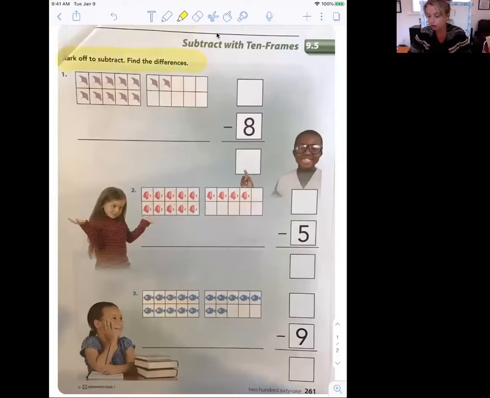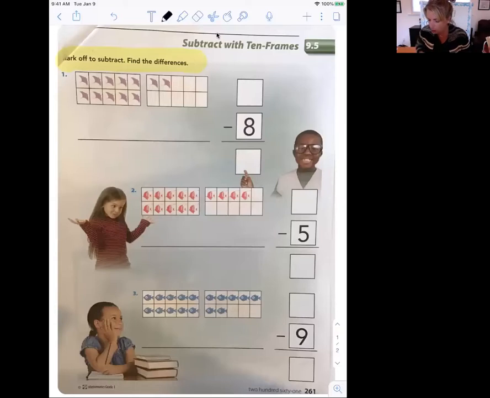Mark off to subtract. Find the differences. Okay, so remember, when we see the word difference, that's giving us a clue of what we're going to be doing. Difference means to subtract. Remember, we can use the word subtract, minus, less than, difference. So when you hear those terms, you're going to be subtracting, taking away, using the subtraction sign.